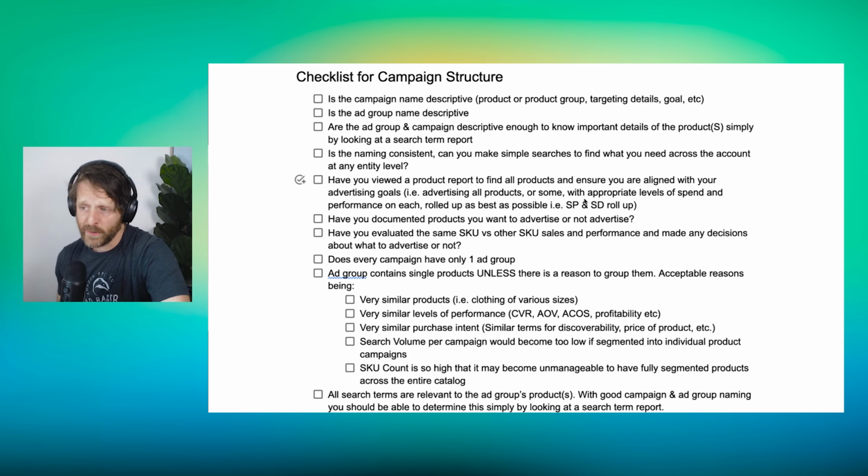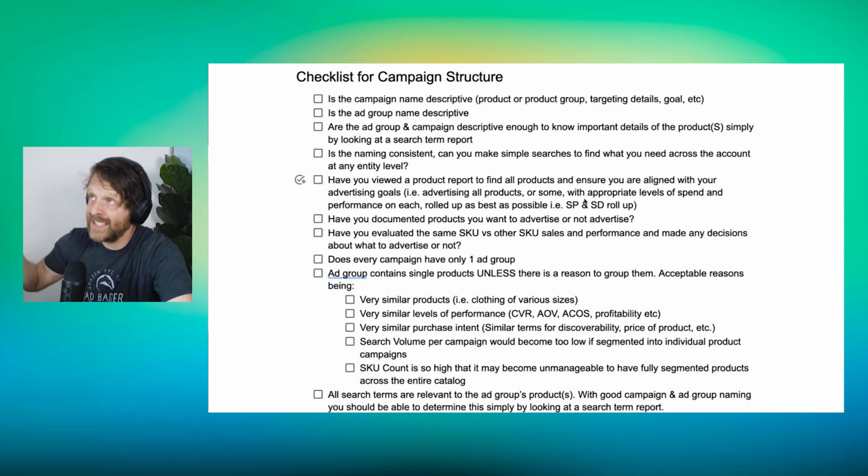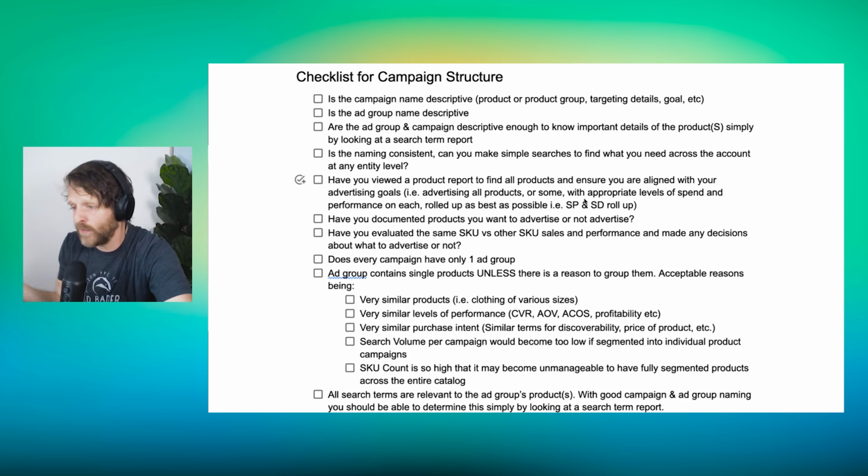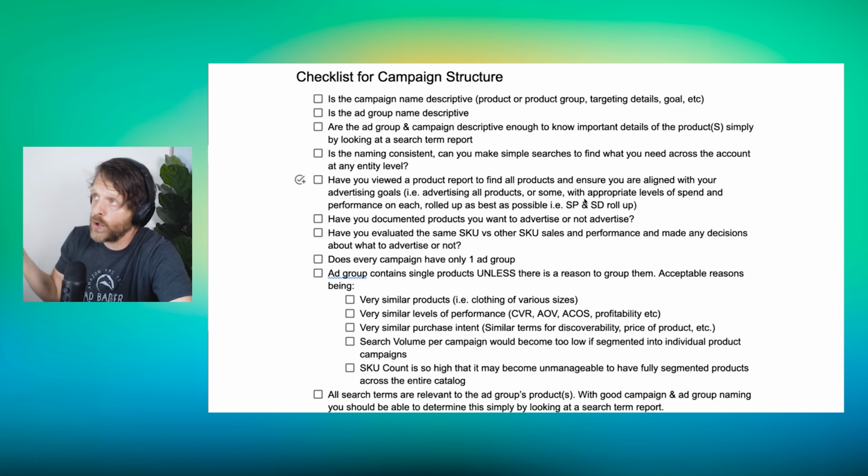Have you viewed a product report to find all products and ensure you are aligned with your advertising goals? Are you advertising all products, some products? Do you have the appropriate levels of spend and revenue and performance on them? Are you ensuring that your best products are in sponsored products, sponsored brands, sponsored display, and so on and so forth? We've talked about on the show how to do that.